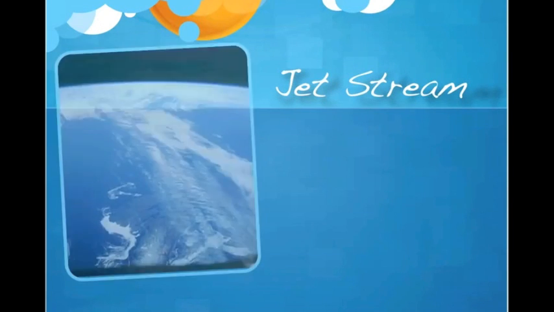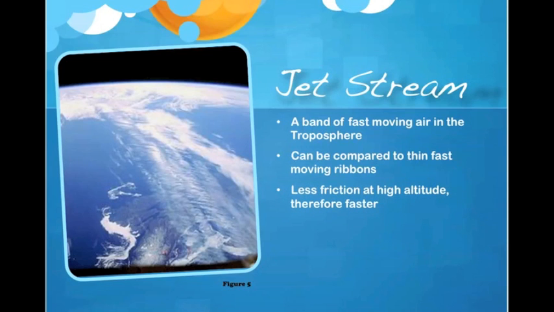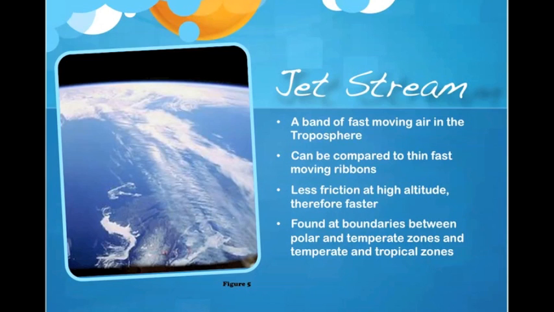Jet stream. Jet streams are a band of air in the troposphere that can be compared to thin ribbons of fast-moving air. The air moves quickly because there is less friction at high altitudes. It can be found at boundaries between polar and temperate zones and temperate and tropical zones. It is where cold air meets hot air.